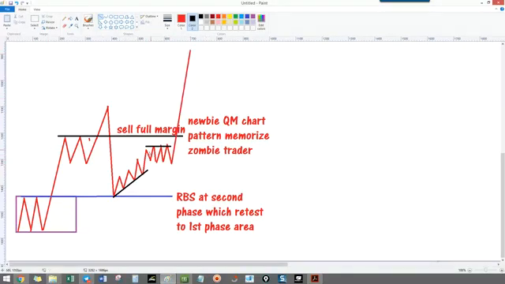Okay, this always happens because people do not understand the market structure. You need to always look for structure. This is the second phase. Second phase is for buy. You actually can buy here, this RBS, straight away until it does something like this. This is the third phase. So you see the third phase.